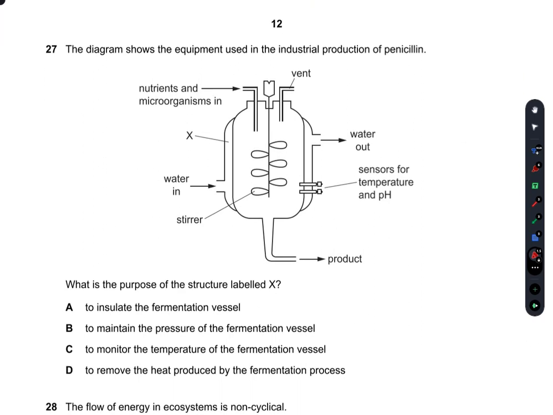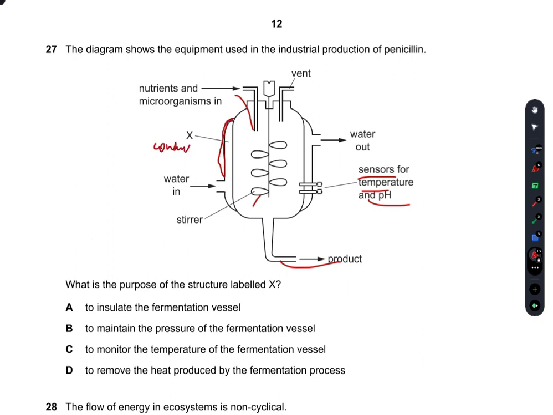The diagram shows the equipment used in the industrial production of penicillin. So this is the vent, these are the micronutrients, microorganisms are going in, the products are moving out. This is the sensor for temperature and pH. Water moves in, water moves out. This is the stirrer. So what is the purpose of this structure labeled X? So this structure labeled X serves as a conductor.